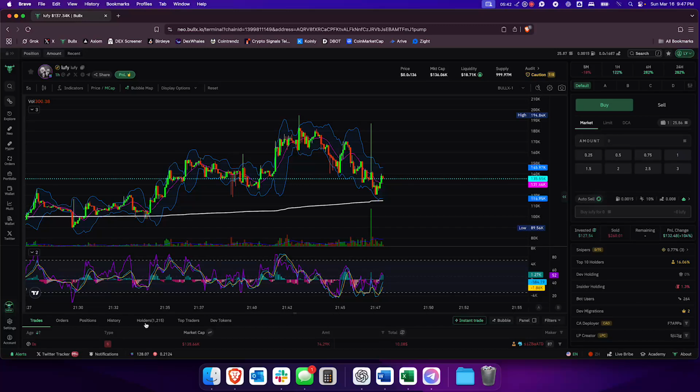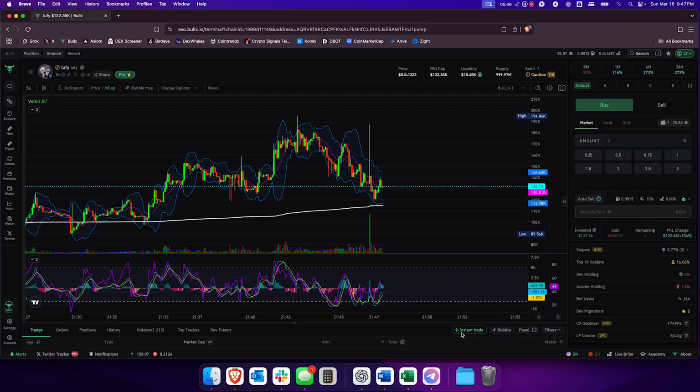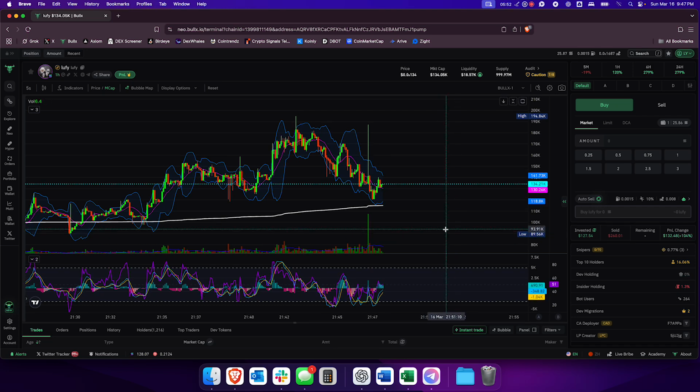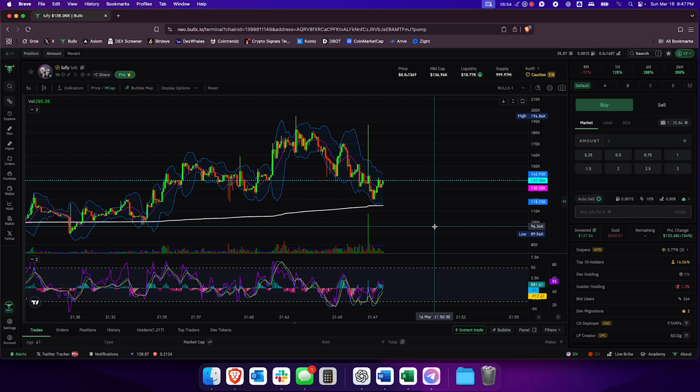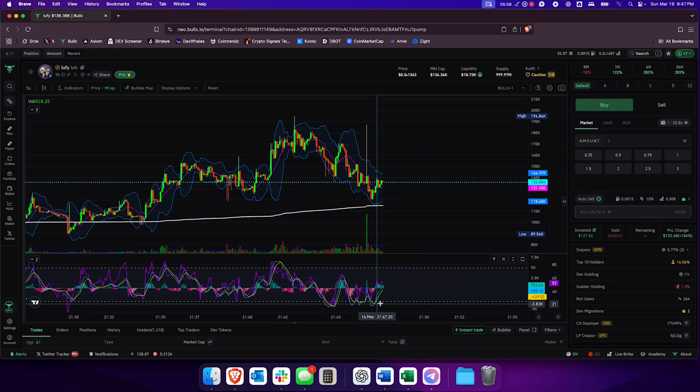So let's look. There's 1,200 people holding or trading this coin right now, which is pretty good. These look good. There's not dev holding. There's not a lot of insiders holding it. So this is actually okay. And then here's what you would look for.